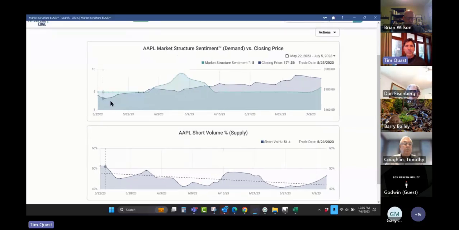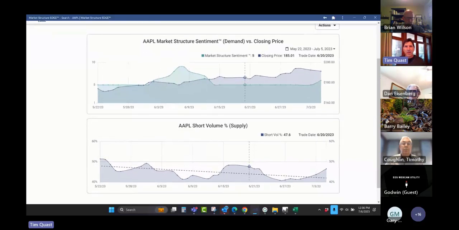This is Apple's closing price. And down at the bottom is a measure of supply. It's short volume, not short interest, short volume, the percentage of trading volume in Apple coming from borrowed stock. It can be borrowed by people who short the stock. It can be borrowed by market makers who are simply trying to fill orders. But you'll notice that over this 30 trading day period, demand in Apple is pretty level and supply has declined. Well, what will price do? It will rise. And you don't have to know anything else about Apple than that.